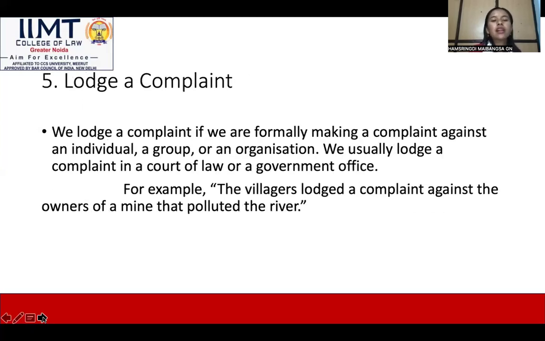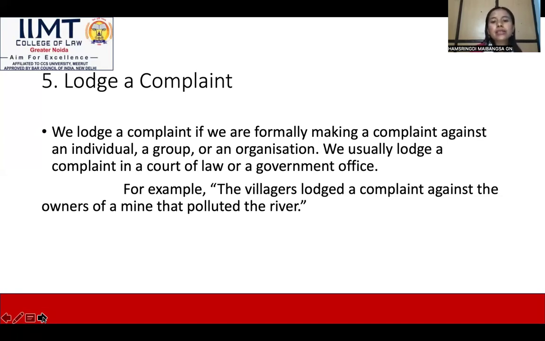The last one is lodge a complaint. We lodge a complaint if we are formally making a complaint against an individual, a group, or an organization. We usually lodge a complaint in a court of law or a government office. So when we lodge a complaint, it means we are officially, formally making a complaint, and it is up to the authorities to take steps, to take action about it.